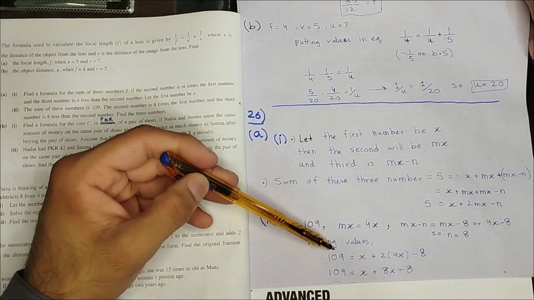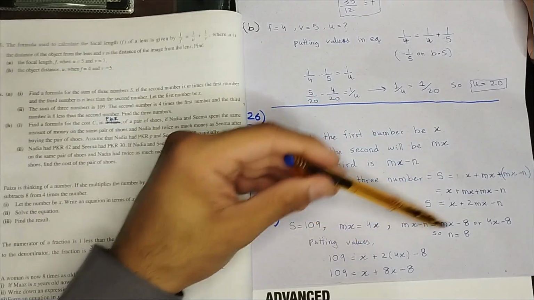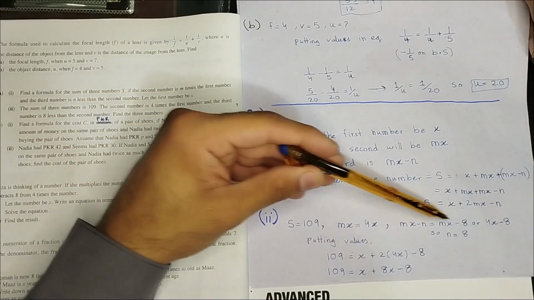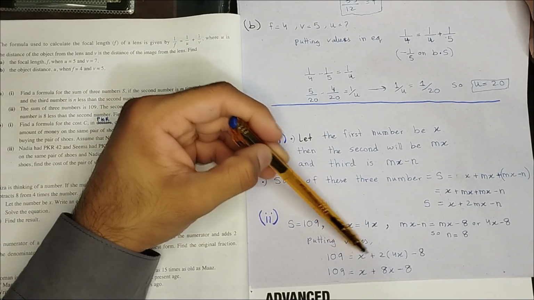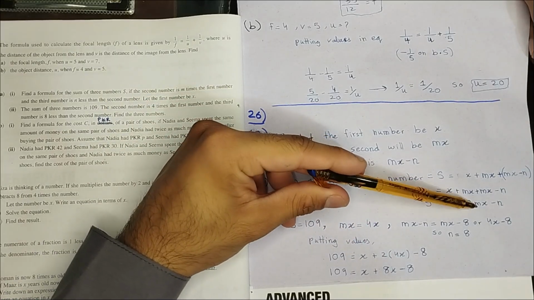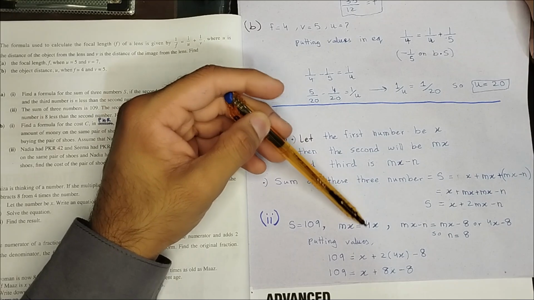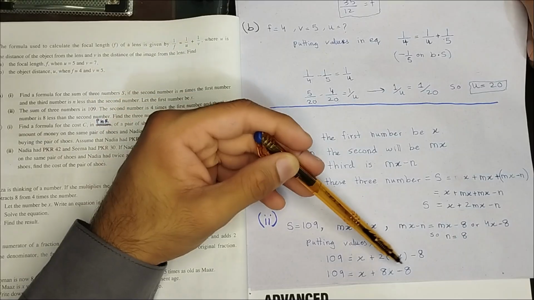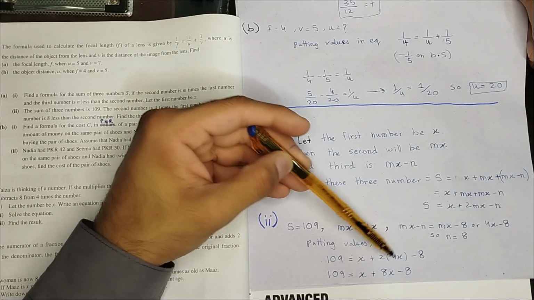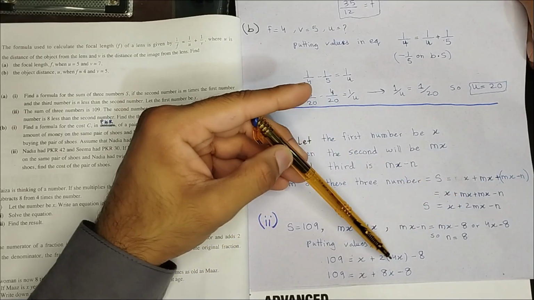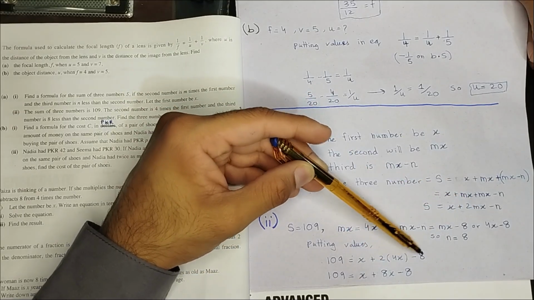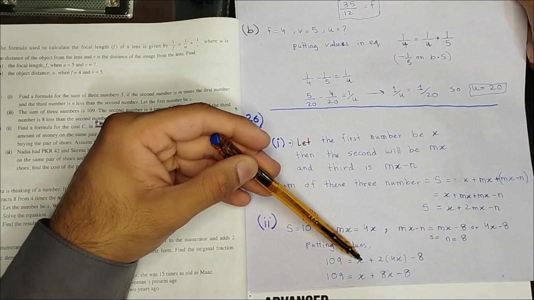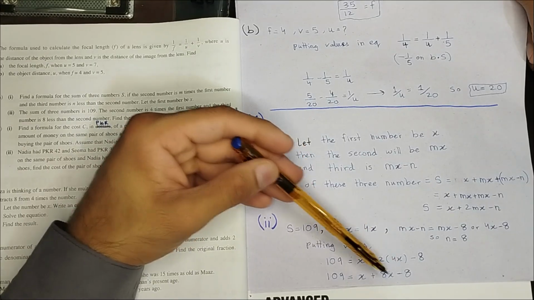Putting the values in the formula that we had, in place of s I wrote its value, which was 109. In place of x, I don't know the value of x, so I'm going to leave it as is, plus 2mx. mx value is what? 4x. So instead of writing mx like here, I wrote 4x. 2 is being multiplied with 4x. Minus n, and what is the value of n? n's value is 8. So x plus 2 multiplied with 4x, which is going to give us 8x.